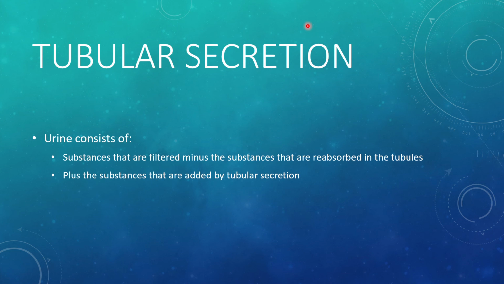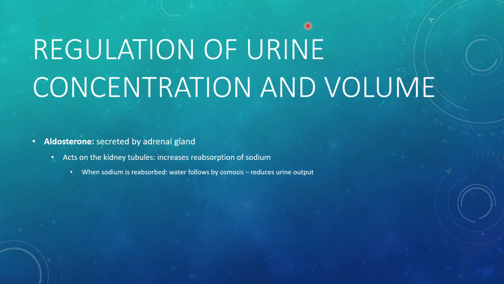The final urine consists of substances that are filtered, minus the substances that are reabsorbed in the tubules, plus the substances that are added by tubular secretion. How does our body regulate this? This is regulation of urine concentration and volume.